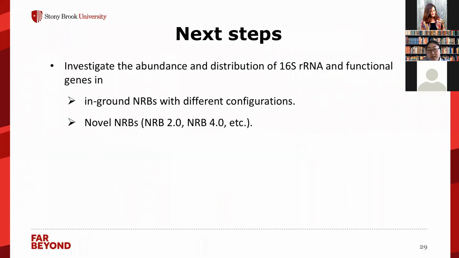The next steps of this series of NRB studies would be to continue to investigate the abundance and the distributions of 16S rRNA and the functional genes in NRBs with different configurations. The quantitative information will aid in evaluating the performance of different NRB systems. The size of the microbial population that carry out the nitrification and denitrification, their presence, effluent and other wastewater properties may help us to explain differences in performance.